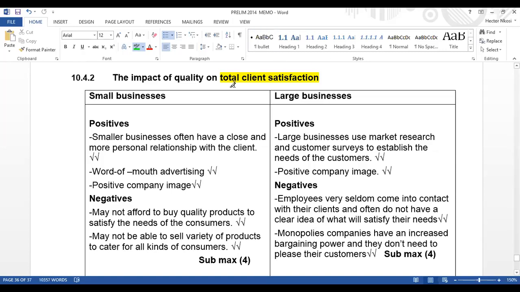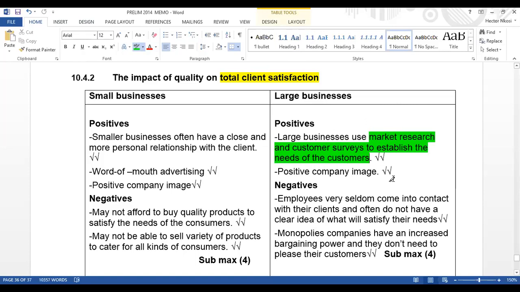Right. Now let's look at your large businesses. The positive when it comes to large businesses is that businesses use market research and customer surveys to establish the needs of the customer. That's how they satisfy the customer. And when we talk about market research, what do the majority of consumers like? Does it make sense? That's why we do market research, and that will give the business a positive image.